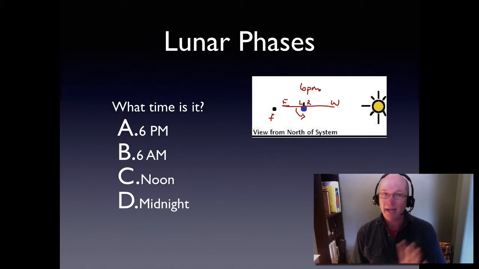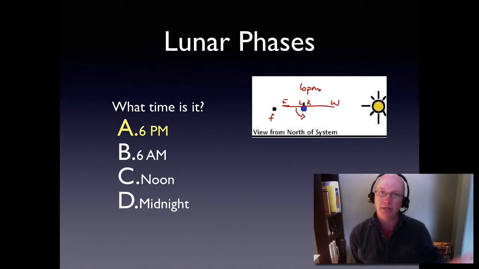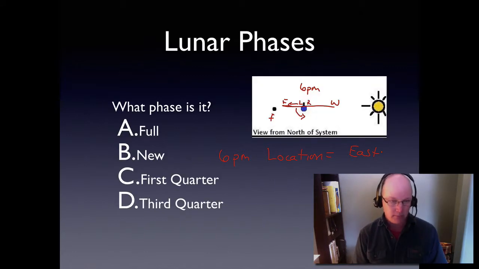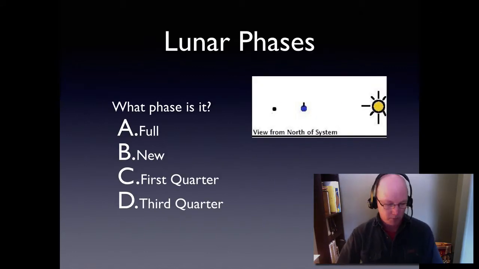Now, if I asked you where the moon was in this picture, I would say it's on the eastern horizon, because if I look to my left, I'm going to see the moon on the eastern horizon. So the answer to this one would be the time is 6 p.m. and the location is east. Okay. We can do another one here. Whoops, I think that's the same one. Yeah, let's do this one.